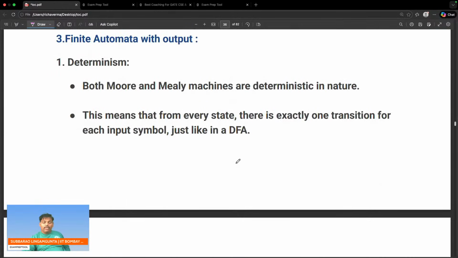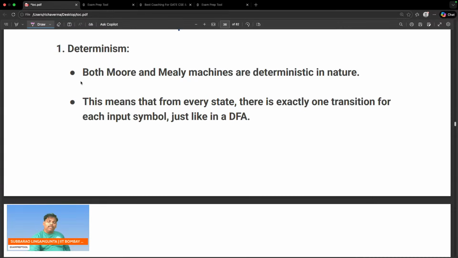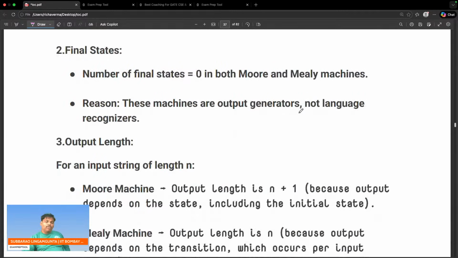Next one, finite automata with output: Moore machine and Mealy machine, right? Both Moore and Mealy are deterministic in nature. This means that for every state, there is exactly one transition for each input symbol, just like a DFA. In Moore and Mealy machines, the number of final states is 0 because they are not language recognizers. They are output generators.